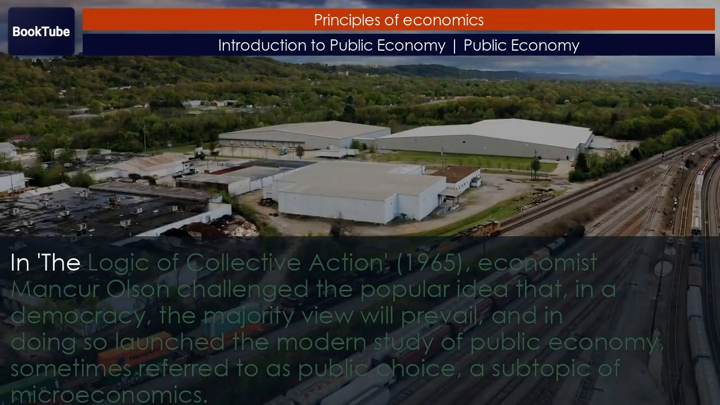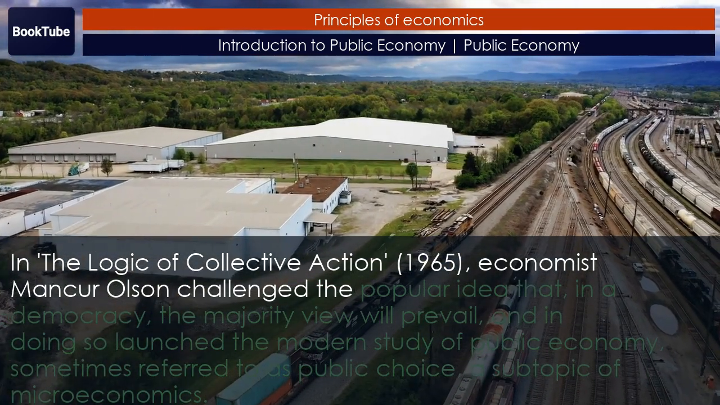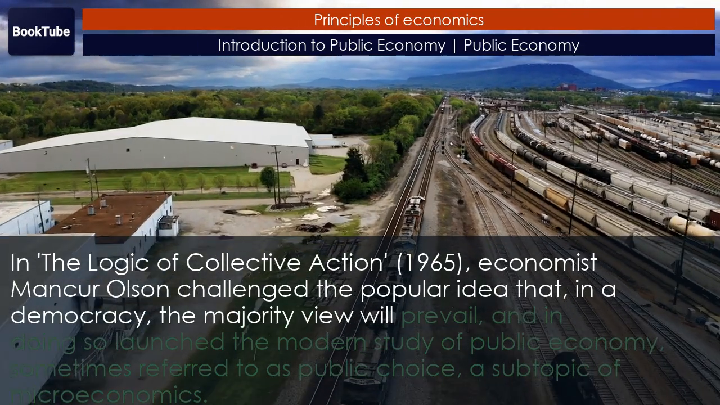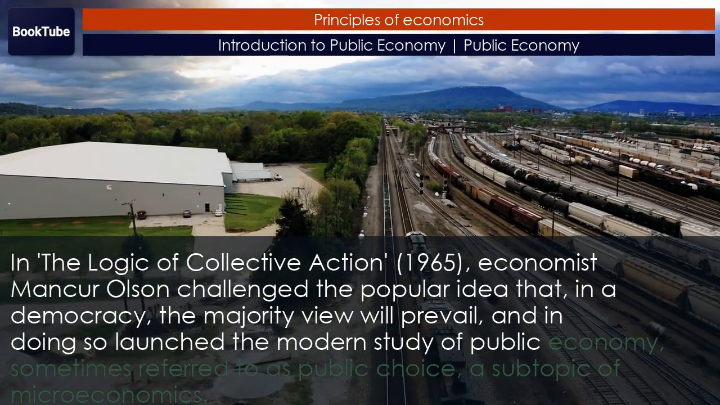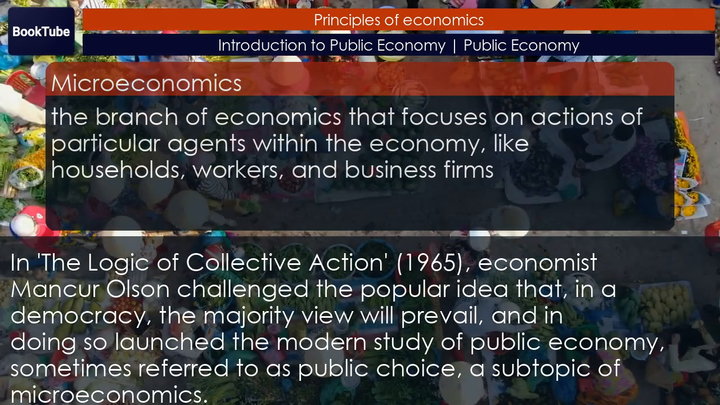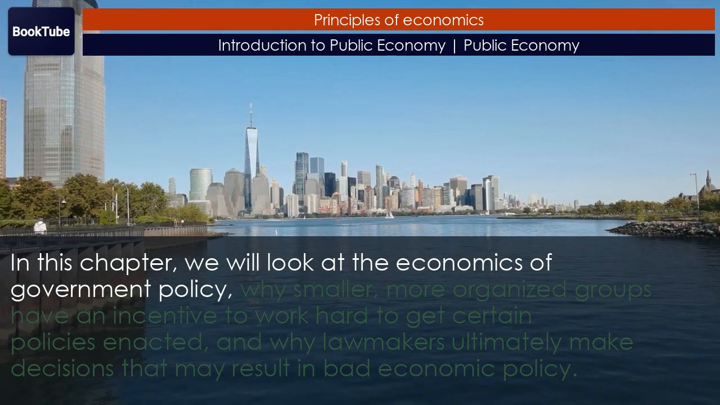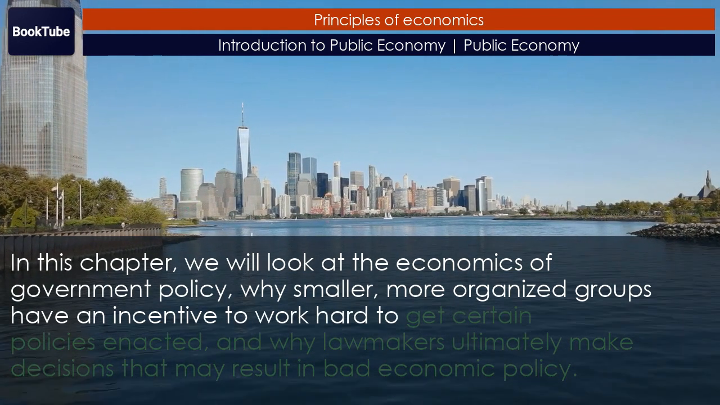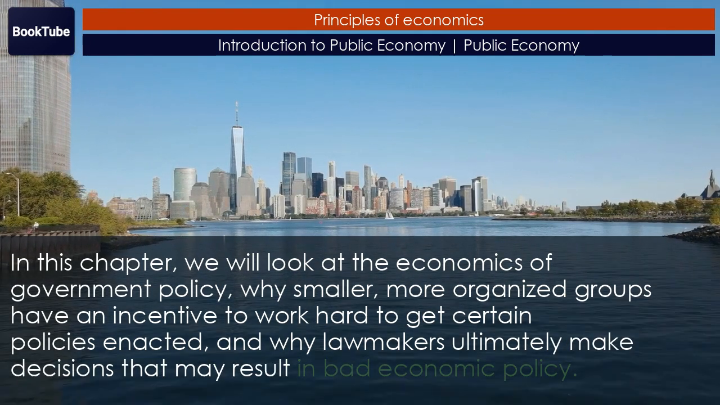In The Logic of Collective Action, 1965, economist Mancur Olson challenged the popular idea that, in a democracy, the majority view will prevail, and in doing so launched the modern study of public economy, sometimes referred to as public choice, a subtopic of microeconomics. In this chapter, we will look at the economics of government policy, why smaller, more organized groups have an incentive to work hard to get certain policies enacted, and why lawmakers ultimately make decisions that may result in bad economic policy.